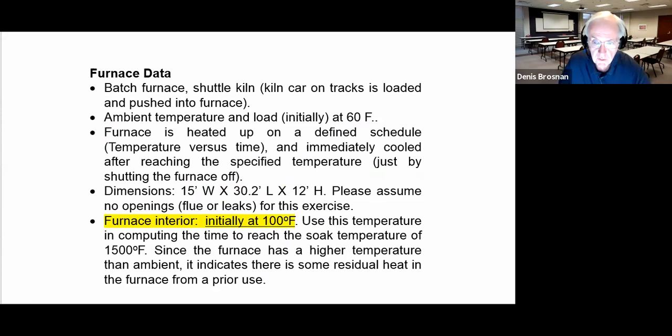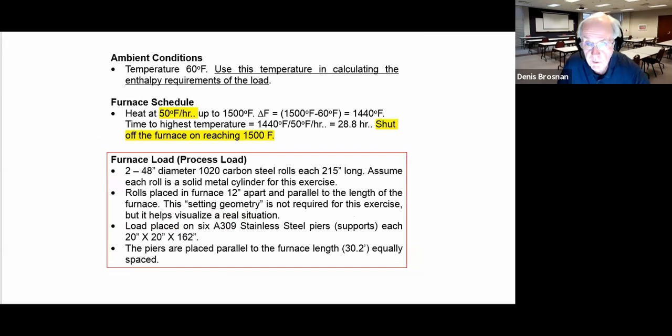So I won't reread that because I've already talked about it. Ambient conditions, 60 degrees Fahrenheit, use that in the enthalpy calculation for the load, because we're going to have to heat up the steel from 60 to 1500. The steel, coils, and the skid rails are the load in the furnace. That's what we put in the furnace to be heated.